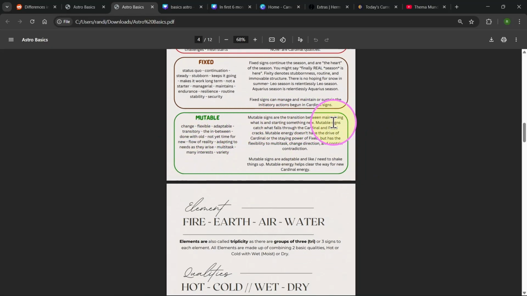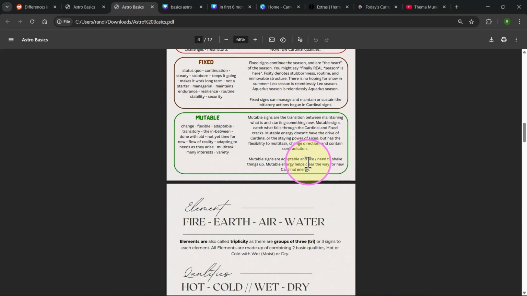Mutable signs are the transition between maintaining what is and starting something new. So like that last 10% of a project that never really seems to get finished, that's mutable, okay? Mutable signs catch what falls through the cardinal and fixed cracks. Mutable energy doesn't have the drive of cardinal or the staying power of fixed, but has the flexibility to multitask, change direction, and contain contradiction. Mutable signs are adaptable and like and need to shake things up. Mutable energy helps clear the way for new cardinal energy.